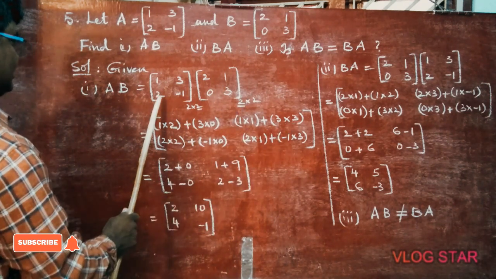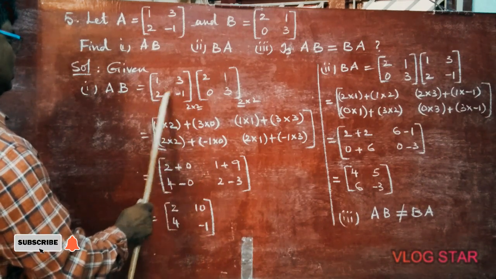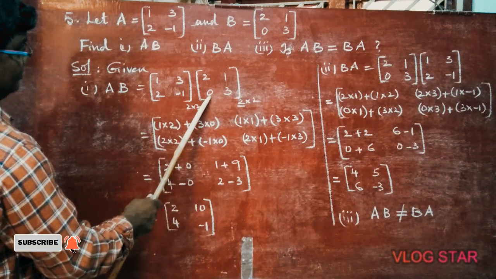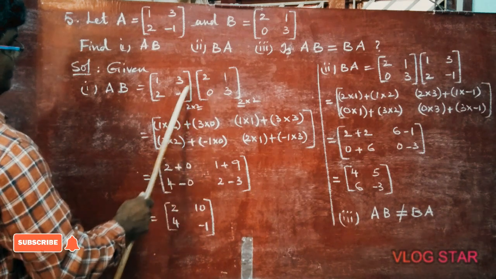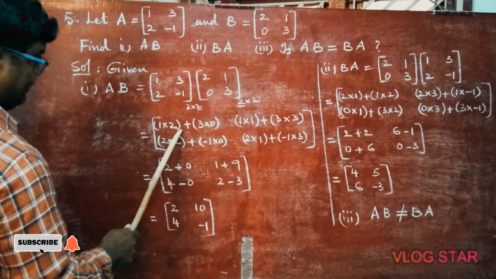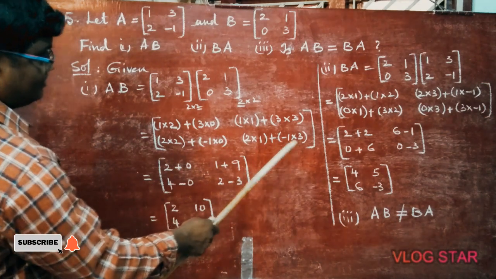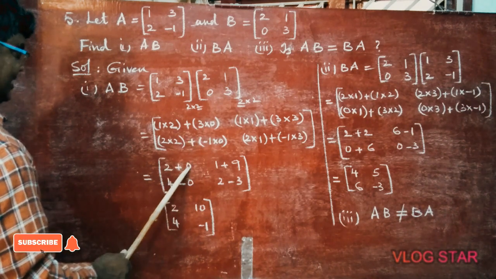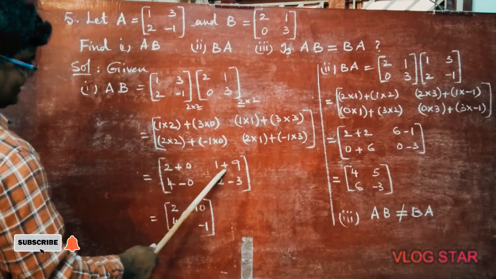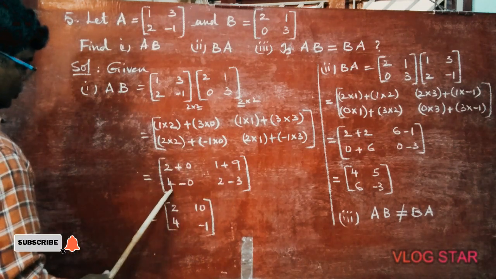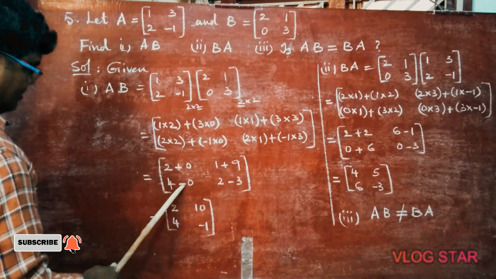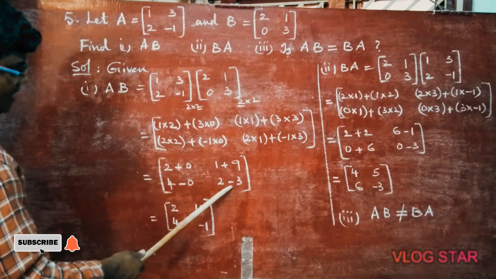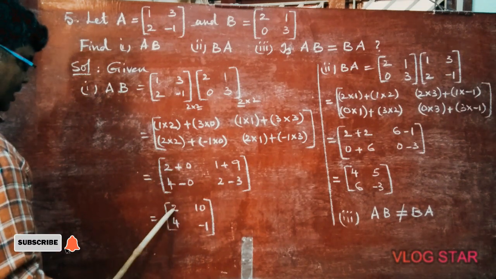Next, second row with first column: 2 into 2 plus (-1) into 0. Slowly you multiply. 2 into 1 plus (-1) into 3. Keep brackets and plus symbols. Be careful. 1 twos are 2 plus 3 zeros are 0. 1 ones are 1 plus 3 threes are 9. 2 twos are 4 plus into minus is minus, 1 zeros are 0. 2 ones are 2 plus into minus is minus, 1 three is 3. Now simplify.